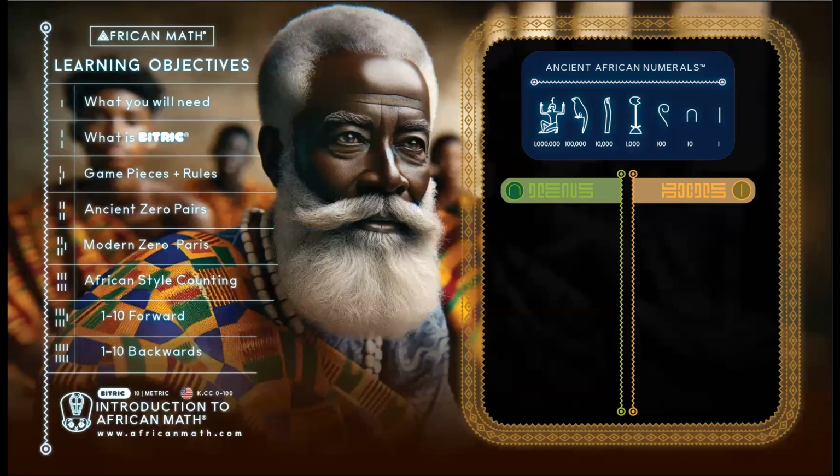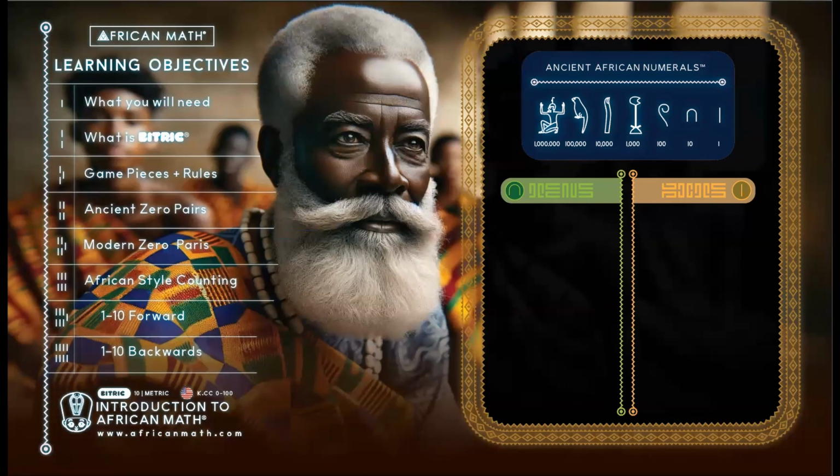All right, family, now that we've learned what we need, we're going to need those snap blocks if you want to play along. And now that we understand that BITRIC is an ancient measurement system that can be traced back to ancient civilizations, all the way back to ancient Kemet, ancient Egypt, ancient Sumeria. They all used the ancient cubit system, which is what BITRIC is today.